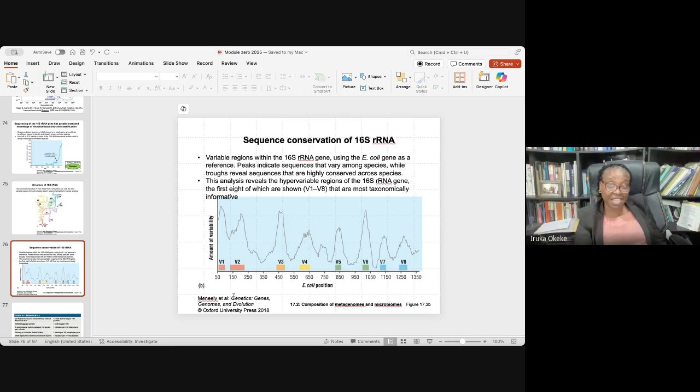And conveniently, close to the beginning and close to the end, there are regions of low variability, which means that I can put PCR primers in regions of low variability, amplify regions of high variability, and then sequence them. This is a perfect alternative.